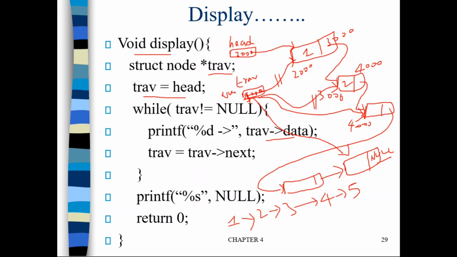So then again next when you come and check, while traverse not equal to null, this is failed. It is null. So as it is null, it will come out. After coming out, what should we display? Null we should display, because fifth is pointing to where? It is pointing to null. So this is how we can display the contents of a linked list, right?